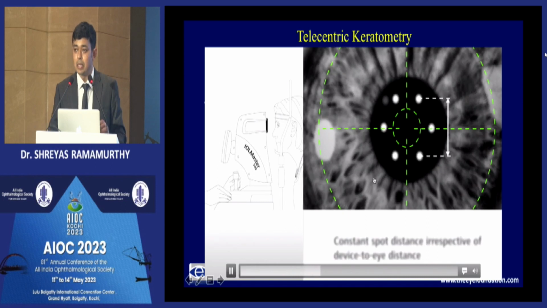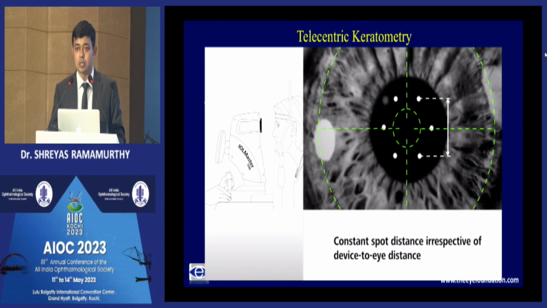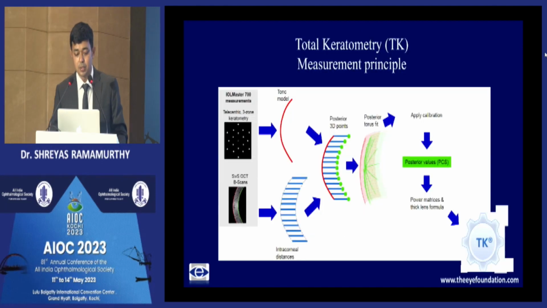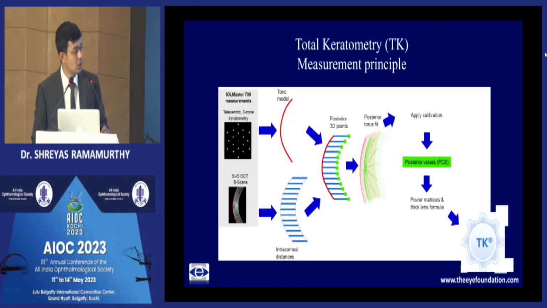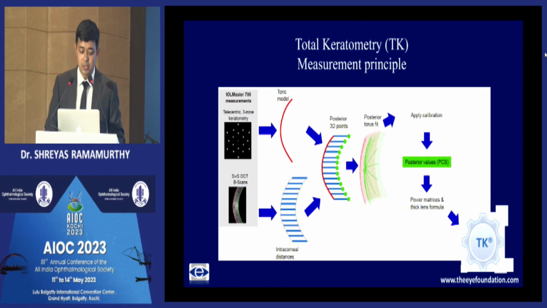The zone remains the same. So even with minor discrepancies in terms of the patient not being able to position their head properly, you'll still get accurate scans. But what has really been a game changer is the presence of total keratometry. Now, the total keratometry is essentially giving us a torus model where we are able to project the points which we're using for measurement on the anterior cornea onto the posterior cornea to get a posterior torus fit as well.